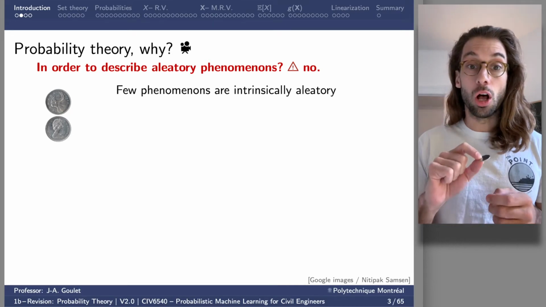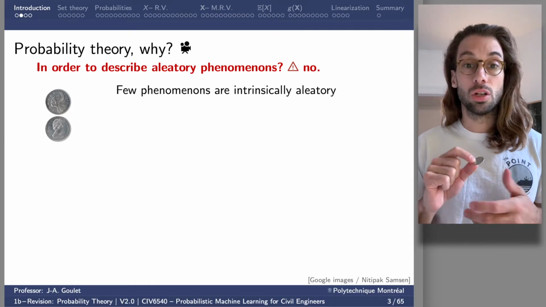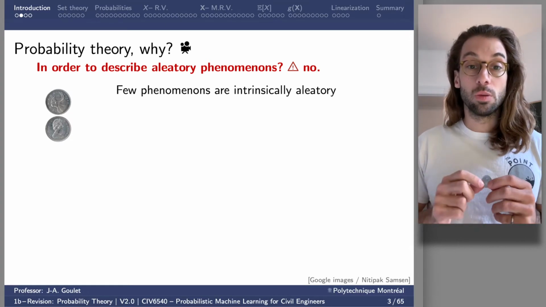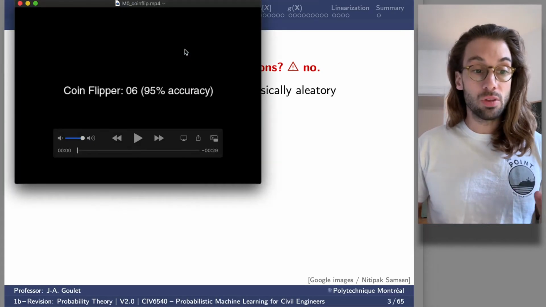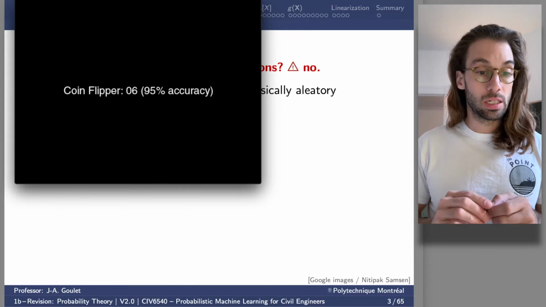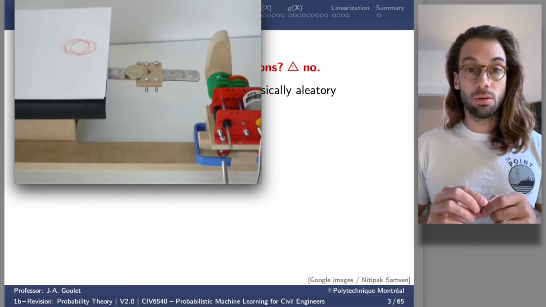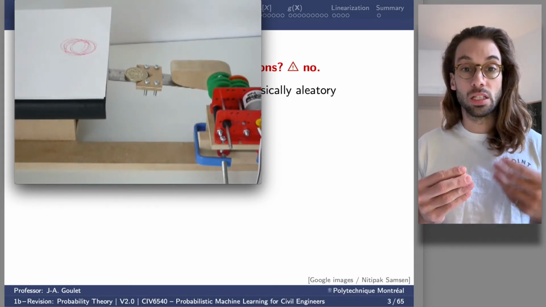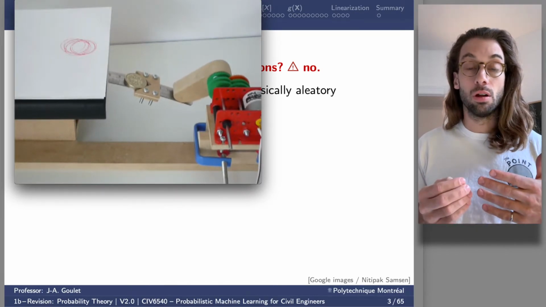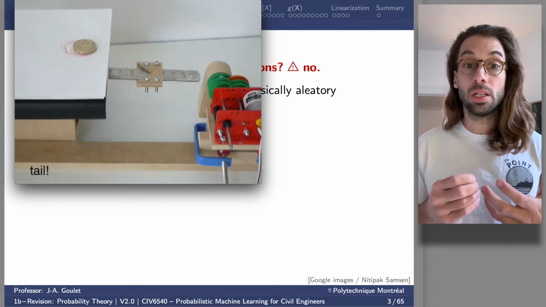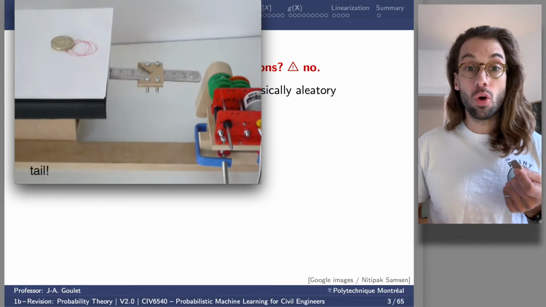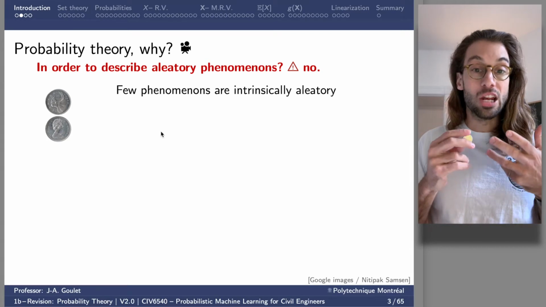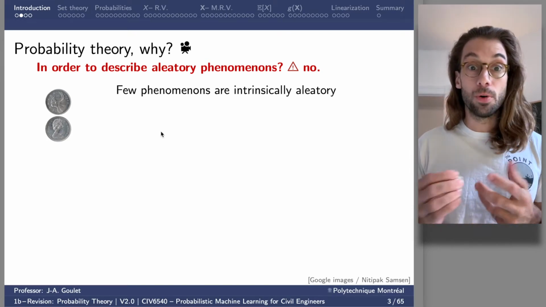However, if you could control all those things, initial position, velocity, speed, acceleration, rotational velocity, you could predict with a high certainty what the outcome is going to be. And the proof of that is that there are many even simple machines that can do this. For instance, this is an example of a coin flipper with 95% accuracy. This is basically just a device that leads to repeatable conditions of initial position, velocity, and speed. And with this, we achieve a really high predictability of the outcome of the coin flip. So at the end, there are very few phenomena that can be considered intrinsically aleatory, meaning unpredictable.